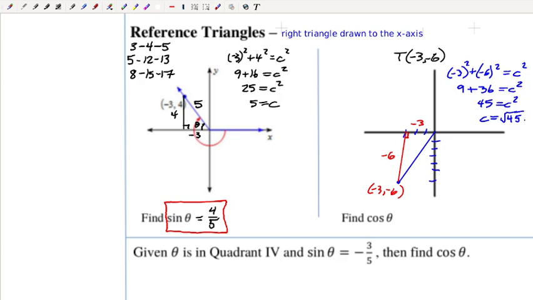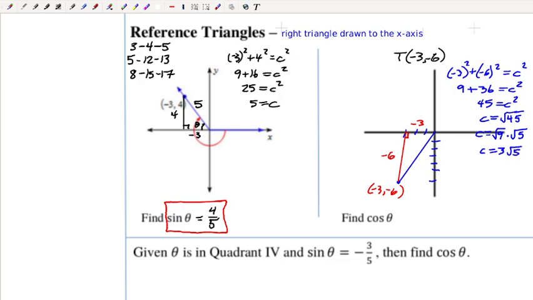Now, is that actually simplified, root 45? No, it's not. I can simplify this by looking for, again, perfect square factors. So 45 is 9 times 5, and 9 is a perfect square, so I can rewrite this as root 9 times root 5, and I know that root 9 is just 3, so this is going to be 3 root 5.